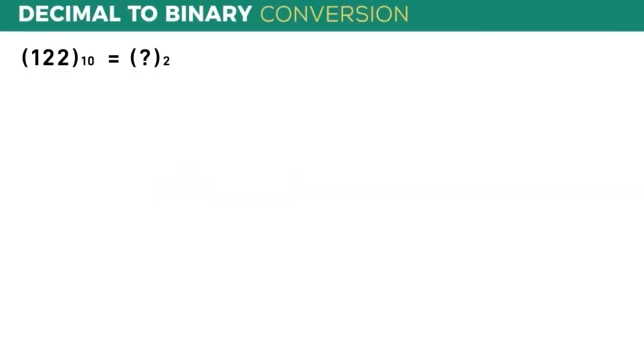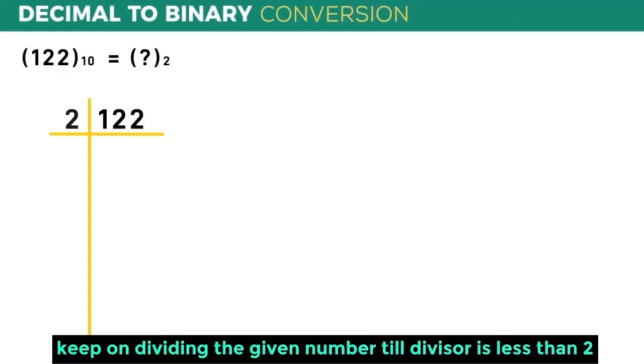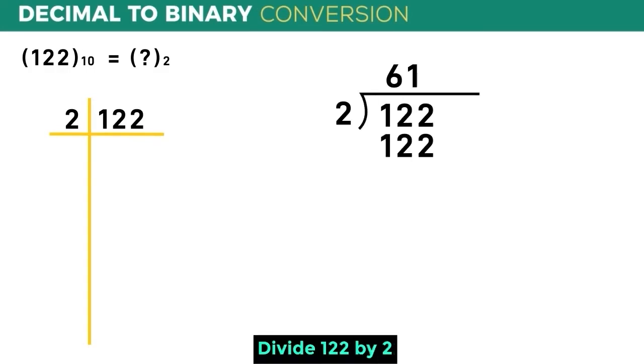And finally, decimal to binary conversion. We will do it in a similar way. 122 is our number which we have to convert to binary. Divide 122 by 2, we get 61 as the quotient and 0 as the remainder.